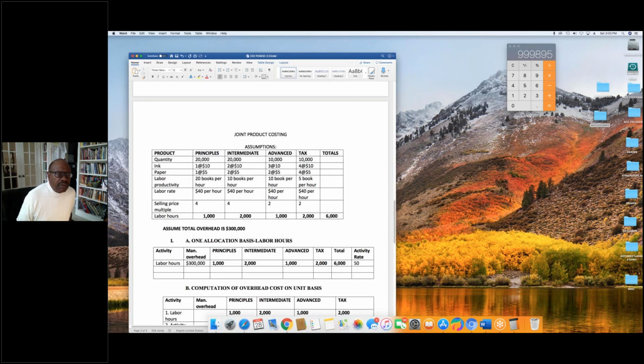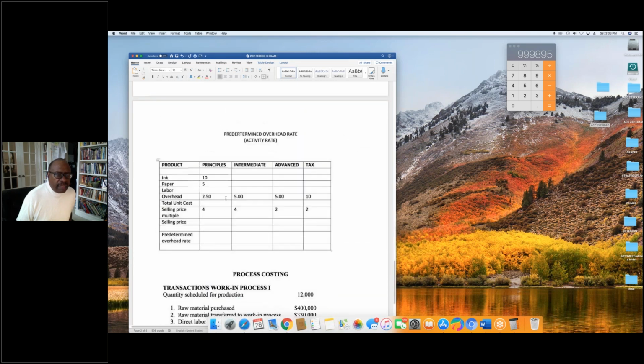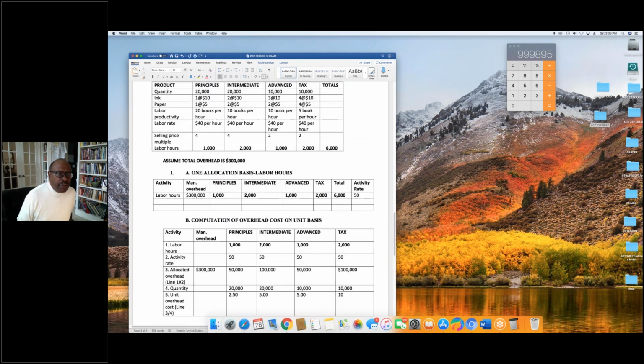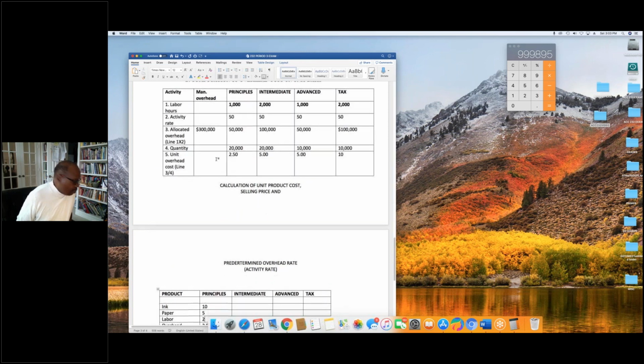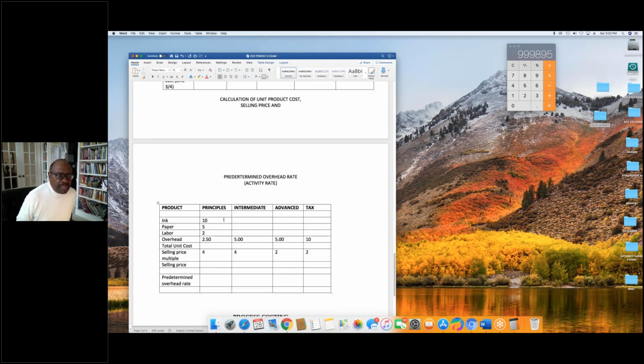The labor was 20 books per hour. So we're going to divide 20 into 40, and we're going to get $2 as the labor cost. And so remember, when we get the unit labor cost, if we can make more than one item in an hour, we divide. And so our total unit cost, 10, 5, 2, is 19.50.